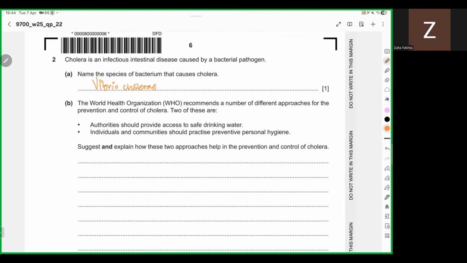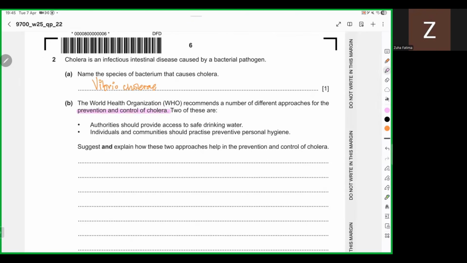The World Health Organization, WHO, recommends a number of different approaches for the prevention and control of cholera. Two of these are: authorities should provide access to safe drinking water, and individuals and communities should practice preventive personal hygiene. Suggest and explain how these two approaches help in the prevention and control of cholera.